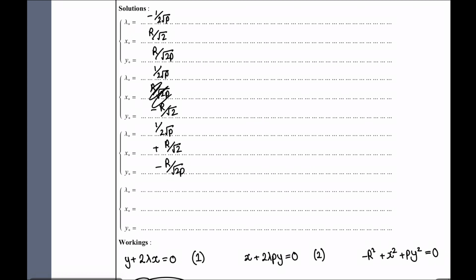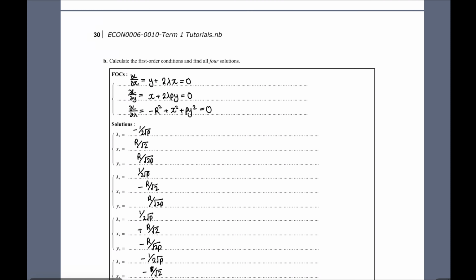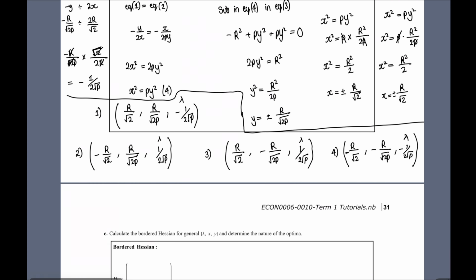We just realised that these two should be swapped around, so we have minus r over root 2 for x, and then r over root 2p for y. And then our last solution was minus 1 over 2 root p, minus r over root 2, and minus r over root 2p. Okay, cool. So these are all our 4 solutions.